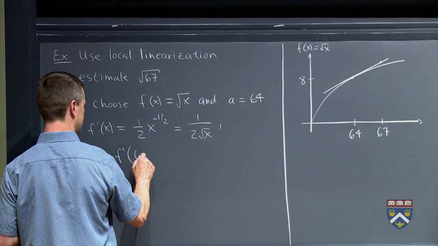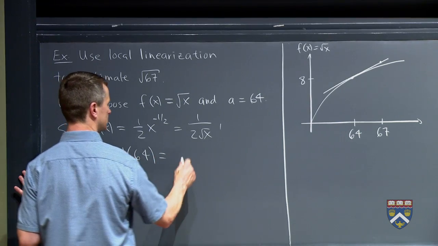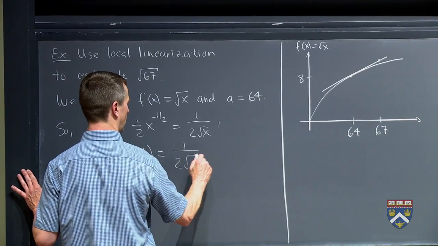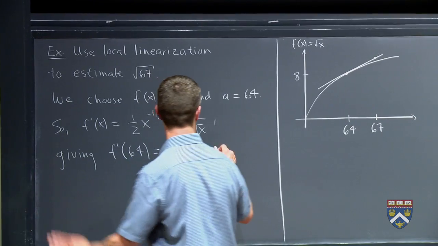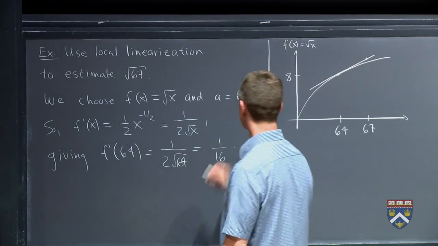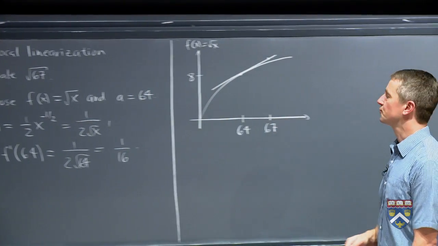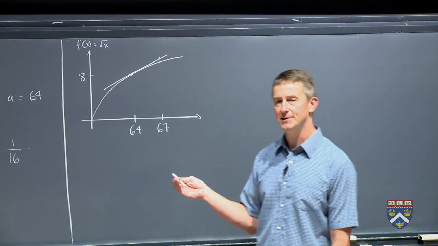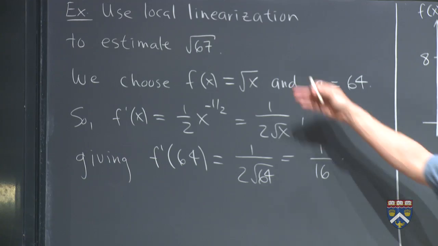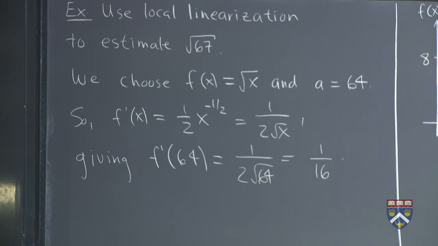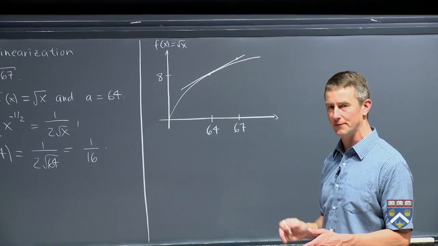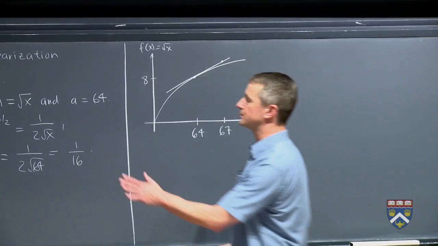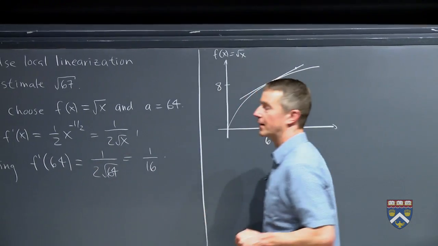So f prime of 64 is 1 over 2 square roots of 64, which is 1/16. So we'll write out the answer with a formula in a minute, but as was the case with the week 4 problems, if you're able to do this with the calculus and then just sort of think about how this graph works and write out the answer from there, that's great, as long as you show enough work to show us how you figured out the derivative.